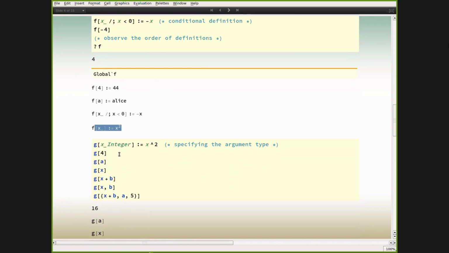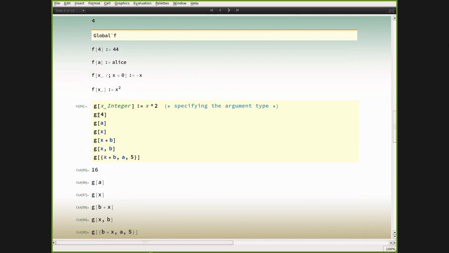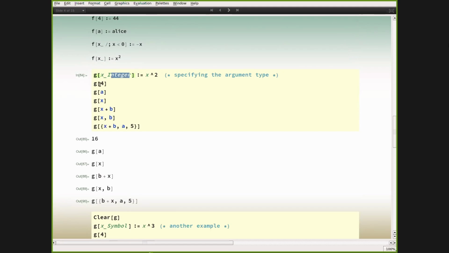Okay, so we can do another thing, but now let's look at this a little bit more. We can specify the type of the argument. So let's say that now we are defining the function g, which will have an argument, an expression which we will call x, and this expression has to be an integer, and then it will be squared. So you see that this function works only on integers.